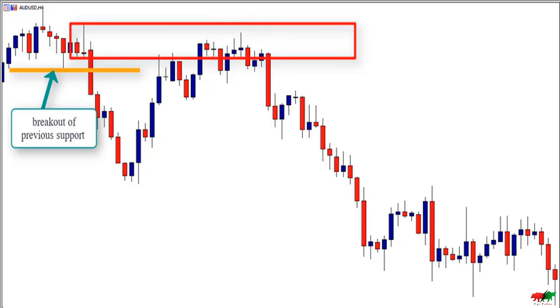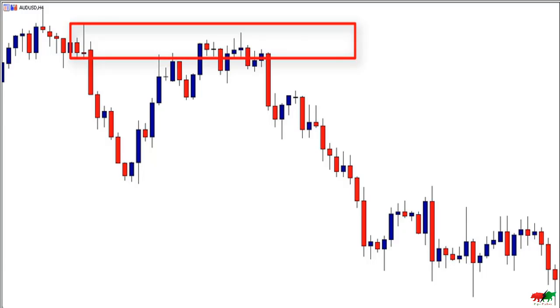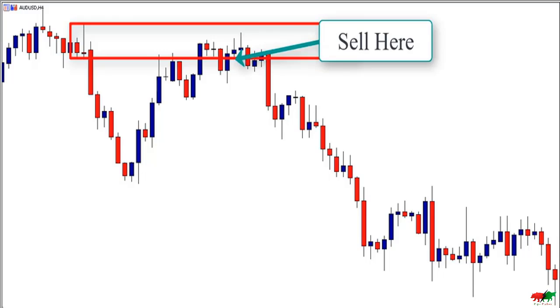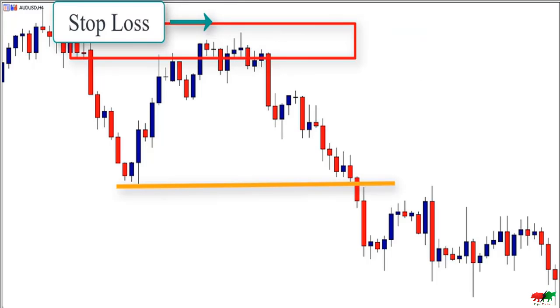When the market retraced to test this supply zone, we got two price action signals to enter the market. A bearish pin bar, as you can see here, and a doji candlestick pattern. So to enter the market, you place a sell order at the close of the pin bar. The stop loss should be above the distal line, and the profit target is the next support level.